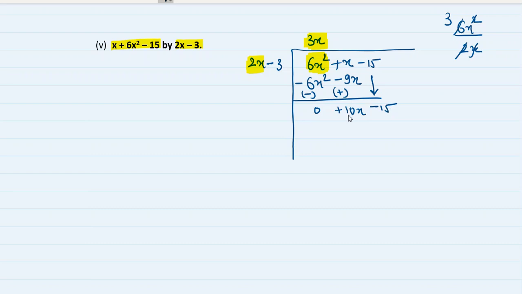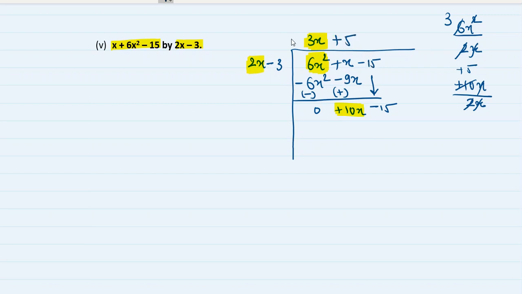Now this plus 10x becomes the first term of your dividend, right? We are at the second stage of division. So this becomes the first term of your dividend, and this plus 10x will be divided by the first term of your divisor, that is 2x. So what do you get when you divide plus 10x by 2x? You get plus 5. Okay, so you get plus 5. So simply you write 10x divided by 2x, which is plus 5 over here.